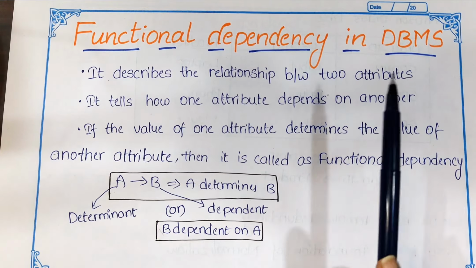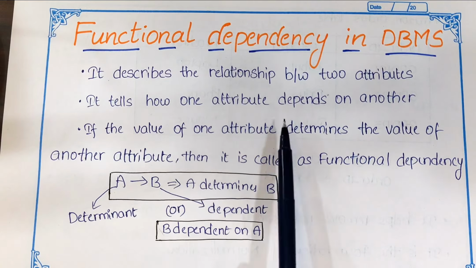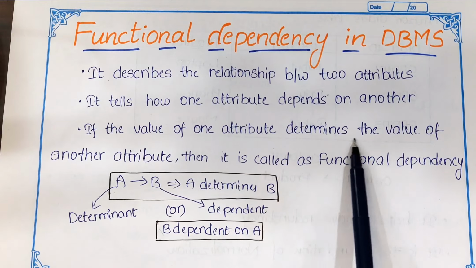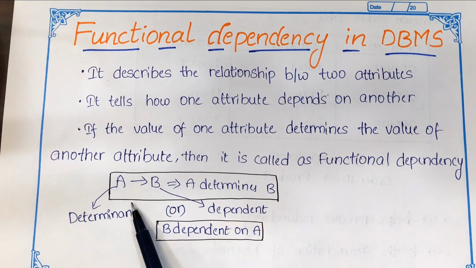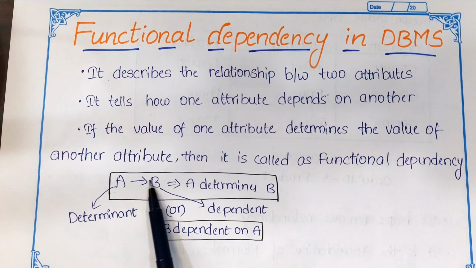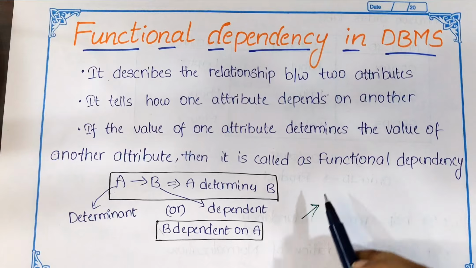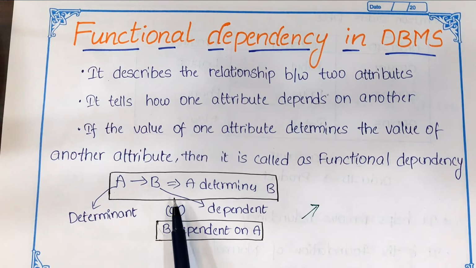It describes the relationship, how one attribute is depending on another, and it tells that the value of one attribute determines the value of another. Like here we are considering A determines B. This arrow is the determine symbol. A determines B, whereas A is the determinant and B is the dependent.